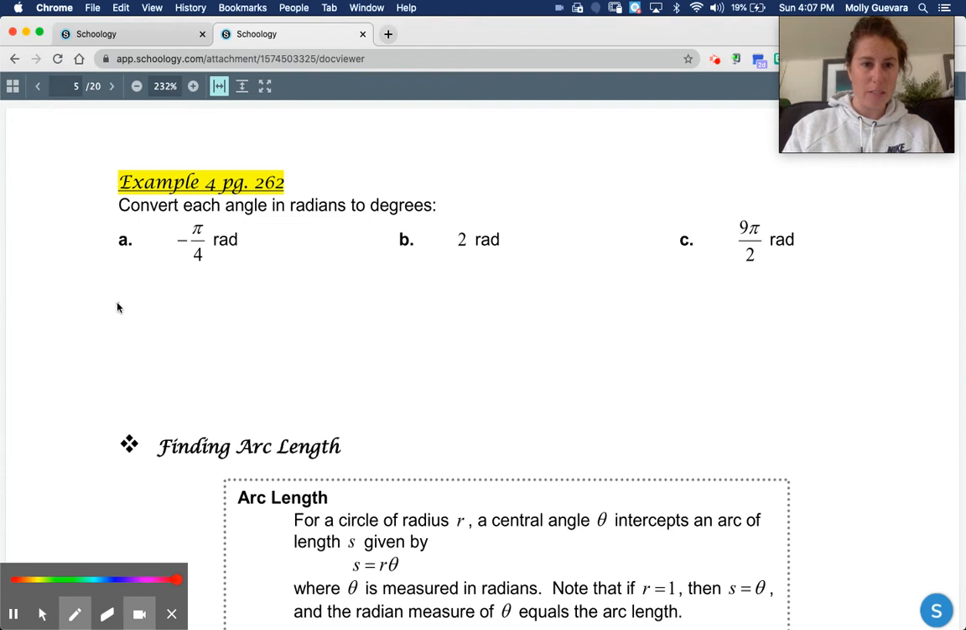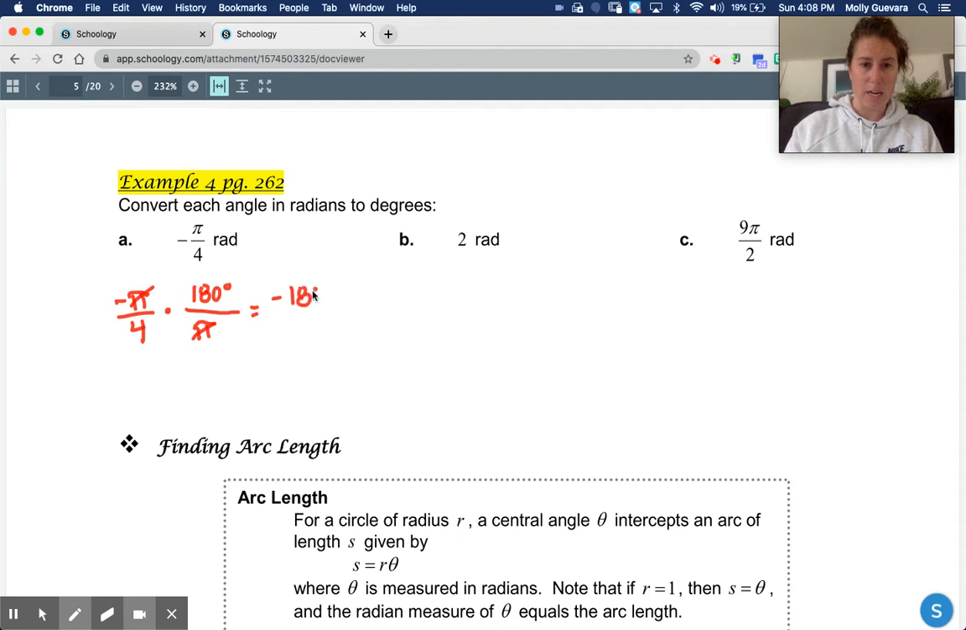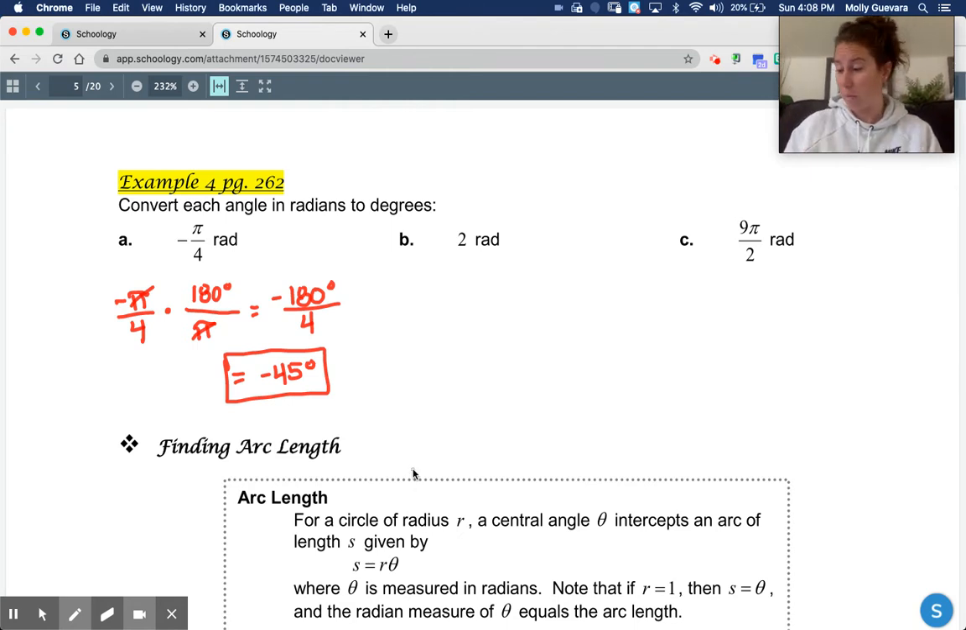So now, since I have my radians on top, or my pi on top, and I want the pi to cancel, I need to make sure that I have pi on bottom. And I know that pi and 180 degrees are the same thing. So this becomes, the pi's cancel, and I get negative 180 over 4, which is equal to negative 45 degrees. And that's it. The pi's should cancel because you have one on top and one on bottom. Go ahead and try the other two, and then when you're ready to check your work, hit play.